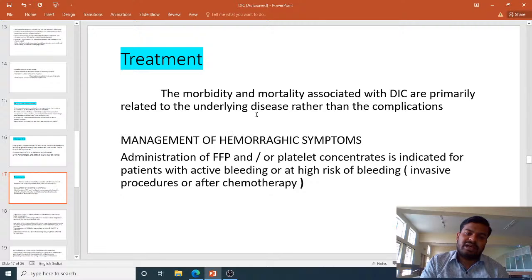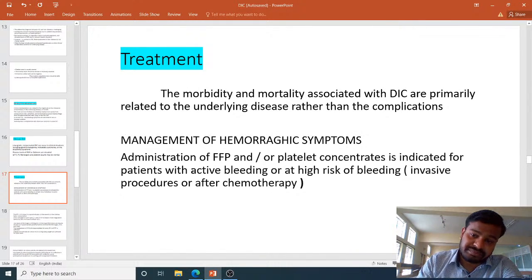So how do you treat it? The morbidity and mortality associated with DIC are primarily related to the underlying disease rather than the complication. If the underlying disease is well managed, then it can directly prevent DIC and save the patient from developing complications. So the mortality and morbidity depend upon the underlying disease the patient is having. If the patient has a malignancy and is undergoing treatment but it is continuously relapsing, he has a very high chance of mortality from DIC because the underlying disease is not controlled.